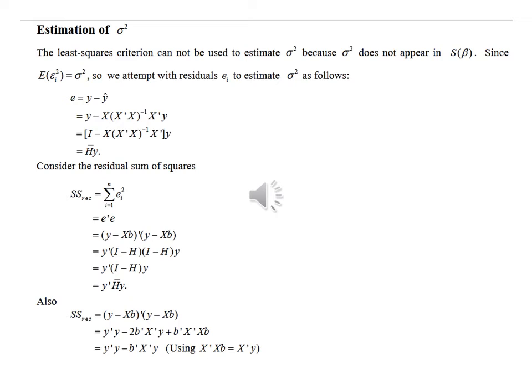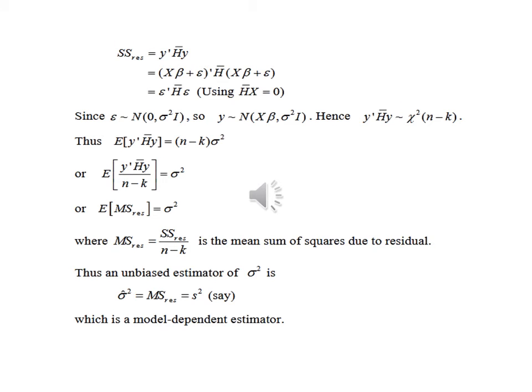Consider the residual sum of squares. Residual sum of squares equals y' M' M y. Also, the sum of squares of residuals equals y'y minus b'X'y, using X'Xb equals X'y. This is very important for the estimation of sigma square and the mathematical derivation. The sum of squares of residuals, y' M y, equals in the end epsilon' M epsilon, using H'X equals 0.